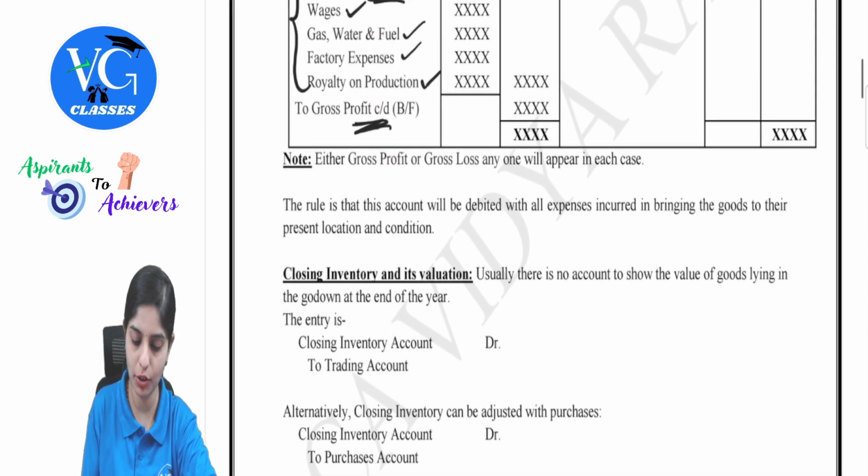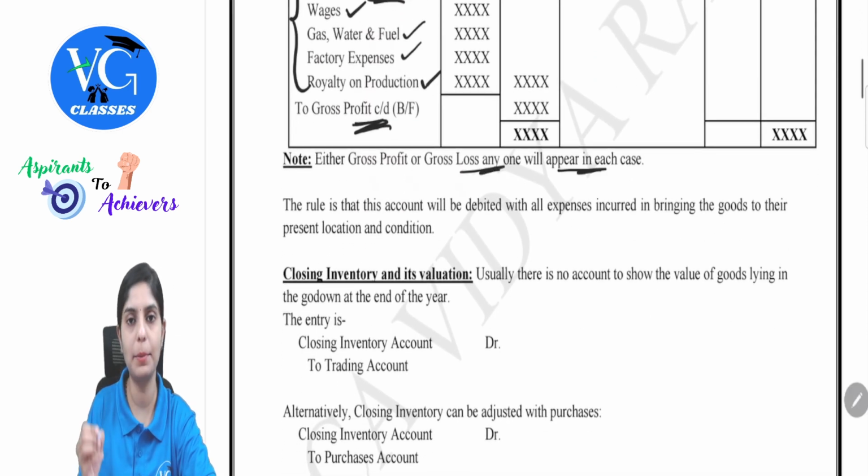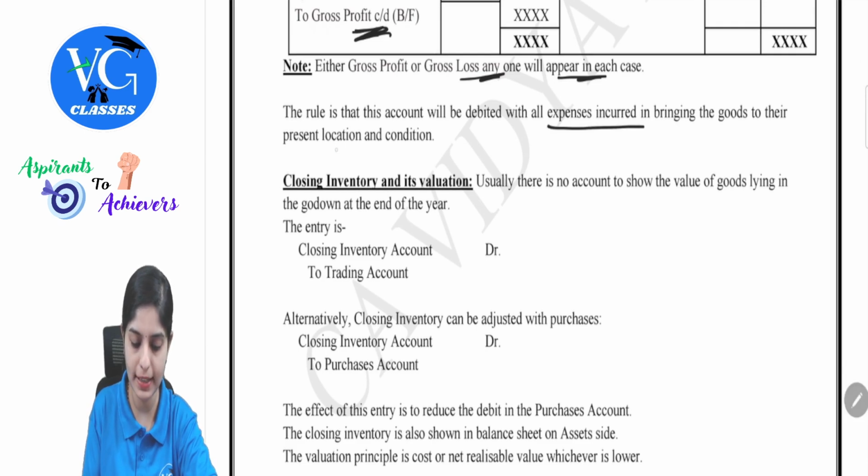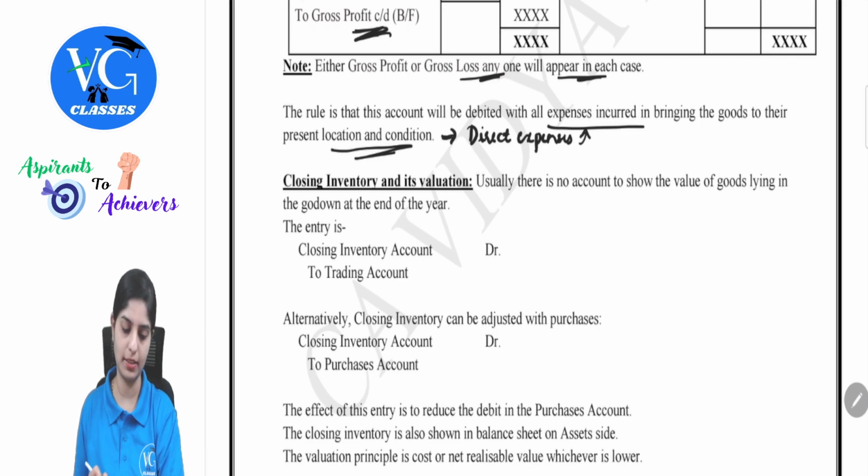Either gross profit or gross loss, any one will appear in each case. The rule is that this account will be debited with all expenses incurred in bringing the goods to their present location and condition. That is nothing but this is talking about direct expenses. That is, debited with all expenses is nothing but direct expenses.